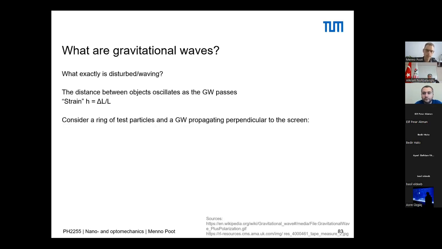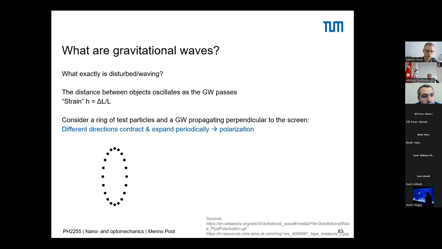So now let's consider a ring of test particles that we put in our lab, and hopefully a gravitational wave is passing by, and we assume that it's propagating perpendicular to the screen. If that is the case, then in the lab, the particles would be moving like this. We see that the different directions contract and expand periodically, and they expand and contract periodically perpendicular to each other. That is actually the polarization of the wave.